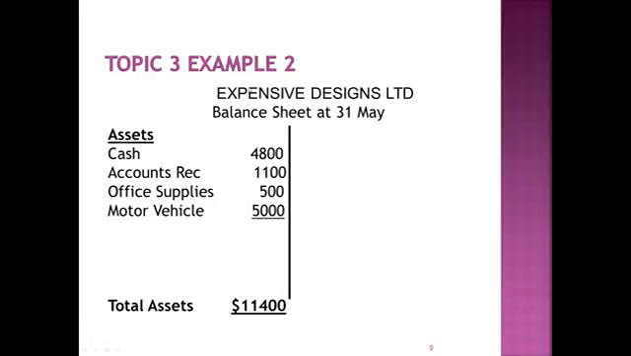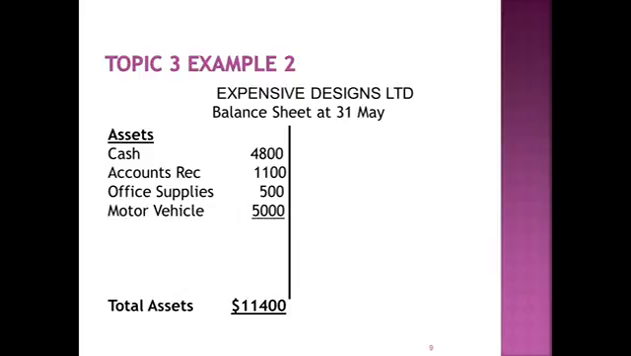Again, it has a heading, Expensive Designs Limited. It's the balance sheet at the 31st of May. So it is a snapshot of assets, liabilities and owner's equity as at a particular date in time. We start with our assets and we can take these straight off the transaction analysis worksheet.